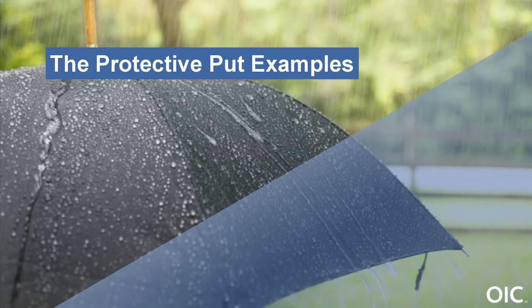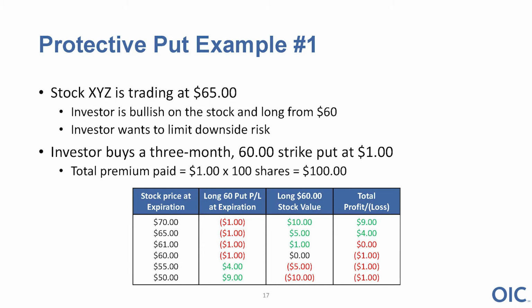All right, so now let's look at some examples of protective puts. The first example we're going to use is a very basic example. Stock is trading at 65, and let's say we purchased those shares for 60. So currently we're sitting on a gain of about 8.3%, and we are looking to protect our gains, or we're looking to protect against the stock rolling over.